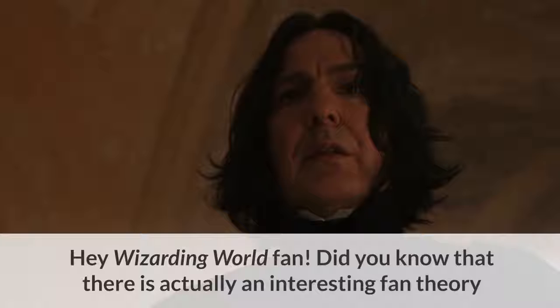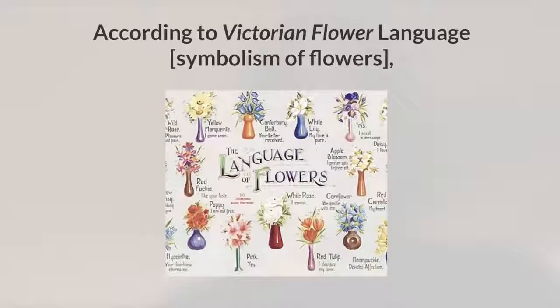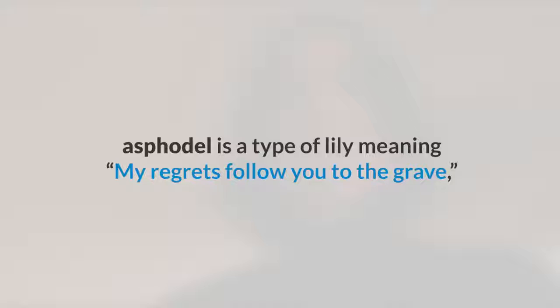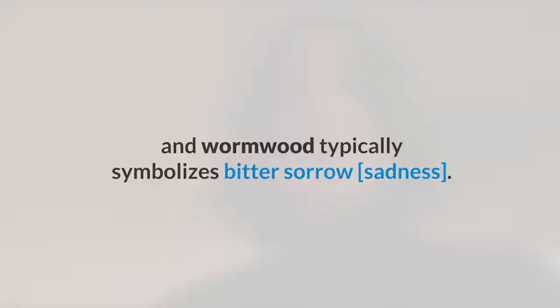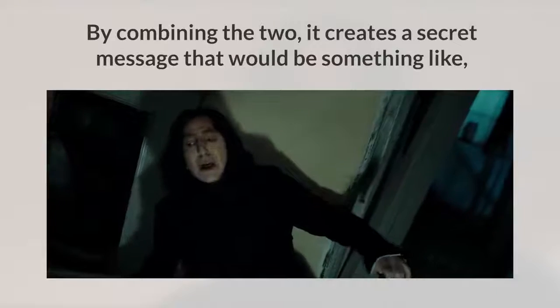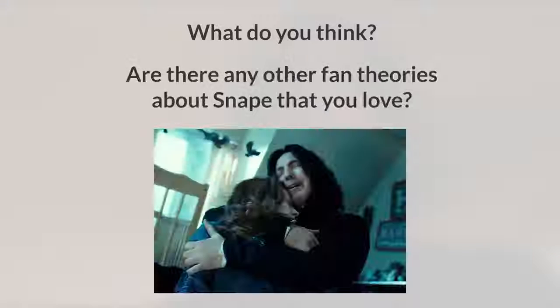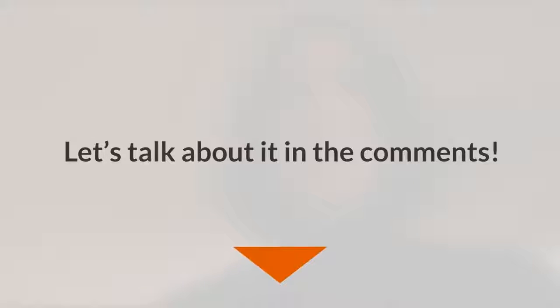Hey Wizarding World fan, did you know that there is actually an interesting fan theory about this line from Snape, which is the first thing he says to Harry? According to Victorian flower language, asphodel is a type of lily, meaning my regrets follow you to the grave, and wormwood typically symbolizes bitter sorrow. By combining the two, it creates a secret message that would be something like, I bitterly regret Lily's death. What do you think? Are there any other fan theories about Snape that you love? Let's talk about it in the comments.